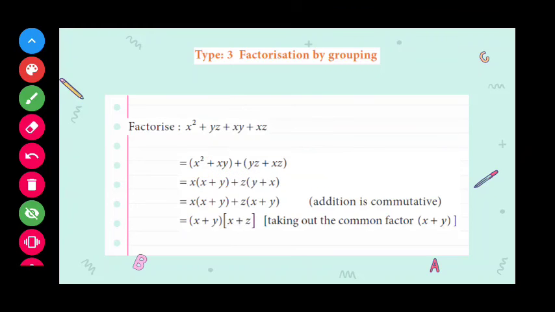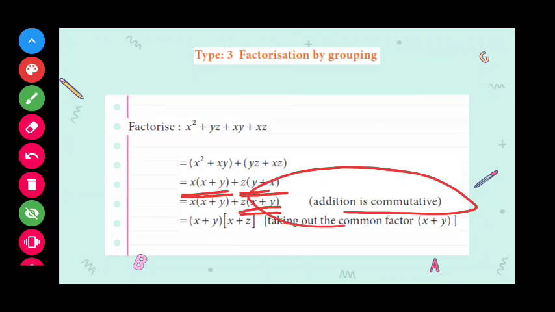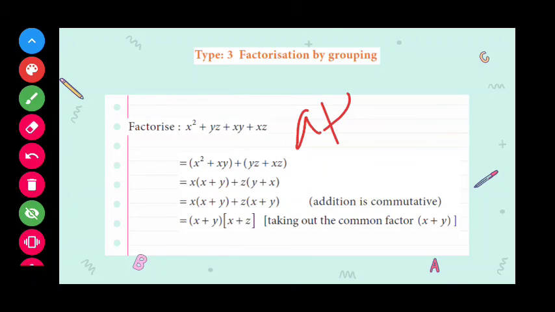So x into x plus y plus z into y plus x. Then as usual, y plus x is equal to x plus y. We have seen addition is commutative already. Commutative means what? a plus b is equal to b plus a. So y plus x can be written as x plus y. So x into x plus y plus z into x plus y will give you, after taking x plus y common outside, x plus y into x plus z. So this is also a simpler way to find factors for any given term.